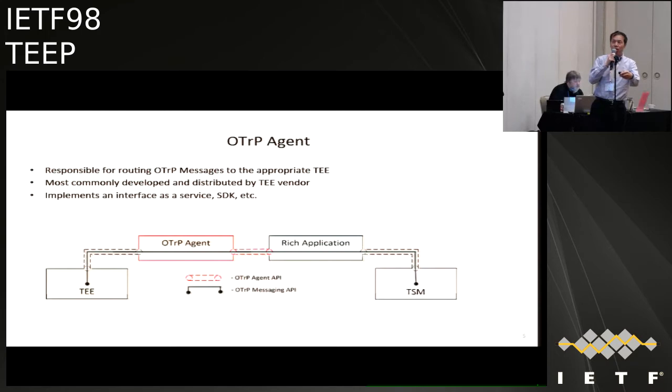So the rich application, say I receive a message from TSM, say TSM is an update application here. Okay, the rich application says they need to deliver a message to the TE. How to deliver that? Through an OTrP agent. This one is usually offered by TE vendors. They know how to talk with their TE, right? So we don't define that part. So we just need to define the trust point. Well, how the TE and TSM can trust each other. Then have this one interface for how to deliver that message to the TE, so they can further utilize that.